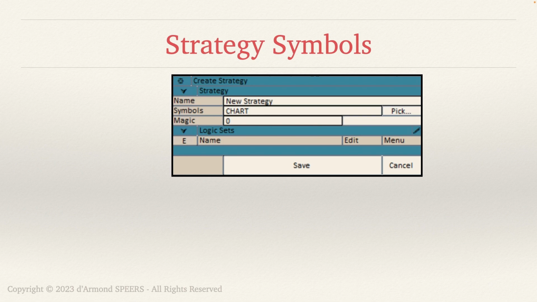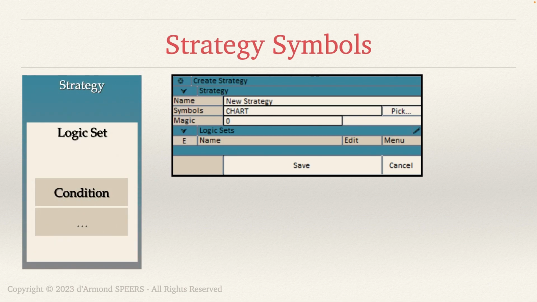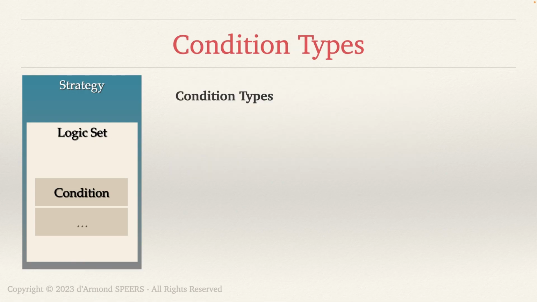Let's look at the strategy in terms of the objects that it contains. We know that a strategy contains logic sets, and those logic sets contain conditions. There are different types of conditions depending upon how the condition is designed to work. A fixed condition means that the condition is hardwired to work with one symbol at a time because of the way it's configured. The only condition that is always fixed is the price condition.